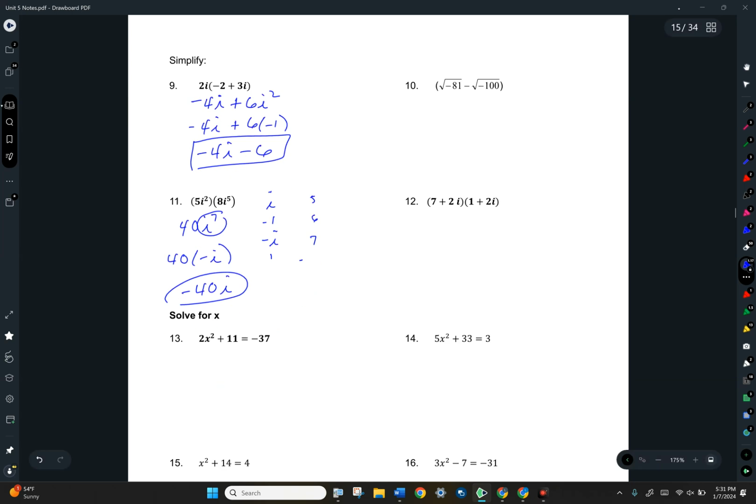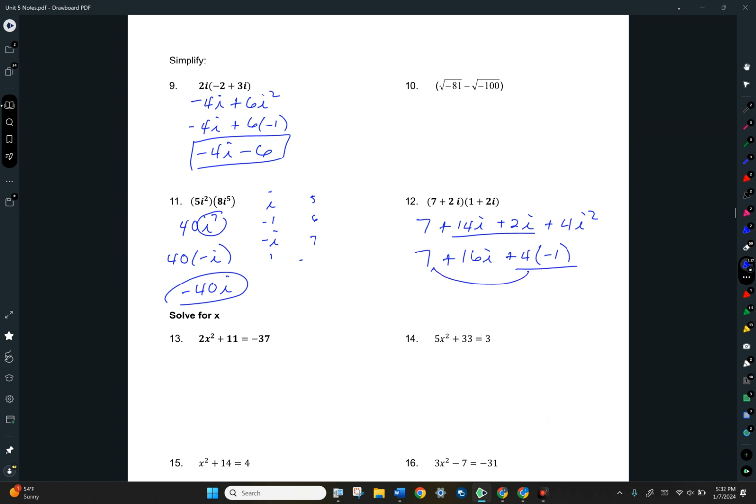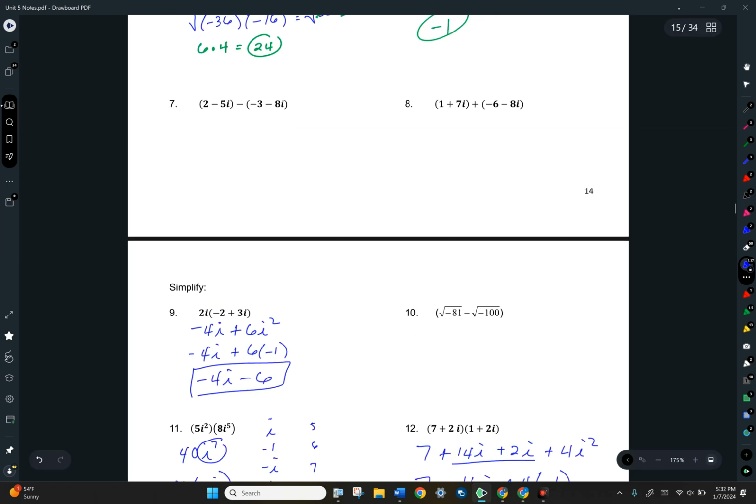Or look down here at number 12. If I do the FOIL, the first, the outer, the inner, and then the last, my 4i squared. So I've got 7. If I combine those two middle terms, that's going to be 16i. But then we can't have an i squared, so replace the i squared with -1. So isn't this really just a -4? And now you can combine that with that 7, and so you're going to have 3 plus 16i. Okay?